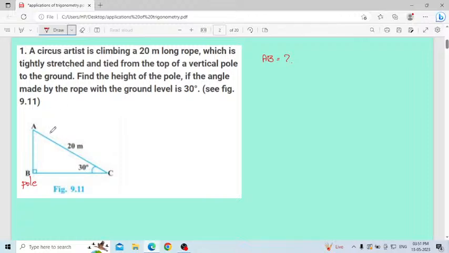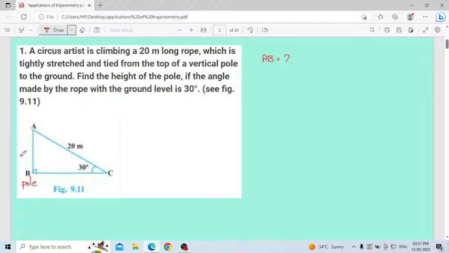Okay, this is the rope. AC is the rope. That rope is stretched and tied to the ground from the top of the pole. AC is the rope, then AB is the pole. Then the angle made between the ground and the rope is 30 degree, and also the length of the rope is given as 20 meter. Then they are asking to find out the length of the pole or height of the pole.